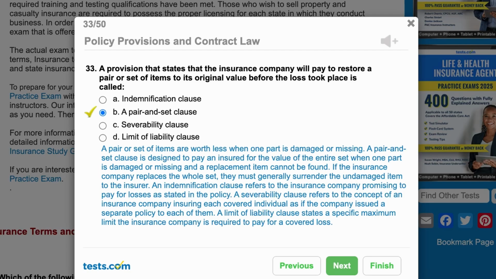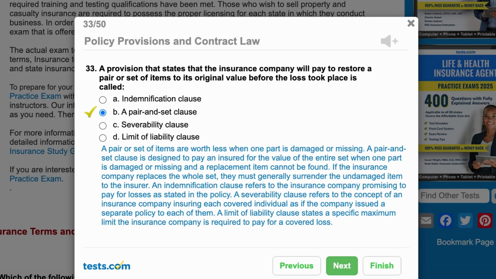A pair or set of items are worth less when one part is damaged or missing. A pair and set clause is designed to pay an insured for the value of the entire set when one part is damaged or missing and a replacement item cannot be found. If the insurance company replaces the whole set, they must generally surrender the undamaged item to the insurer.